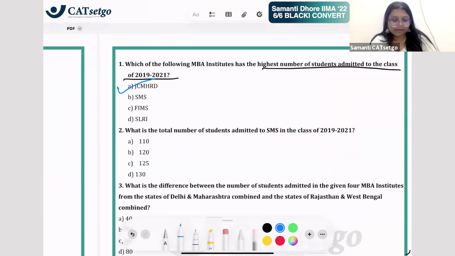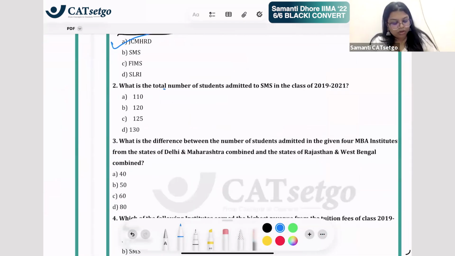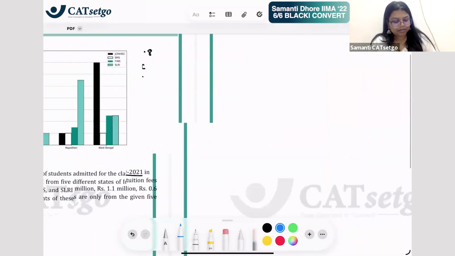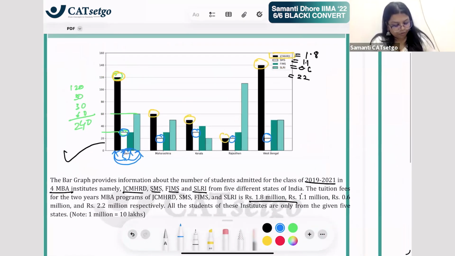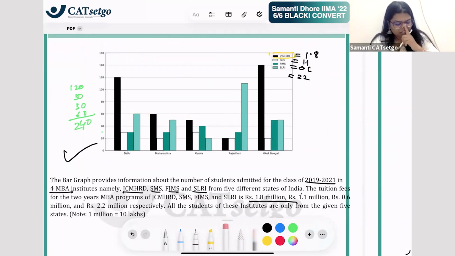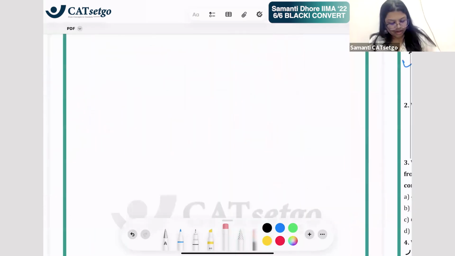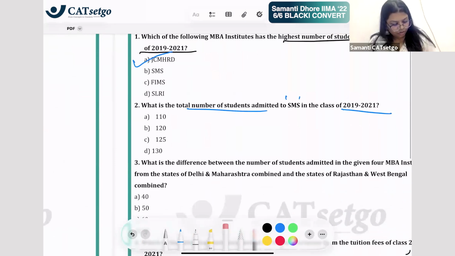Then, what is the total number of students admitted to SMS in the class of? What is the total number of students who have been admitted to SMS? Tell me. Screening the data for you to see. Yes, you can clearly see it is 120. Very good.